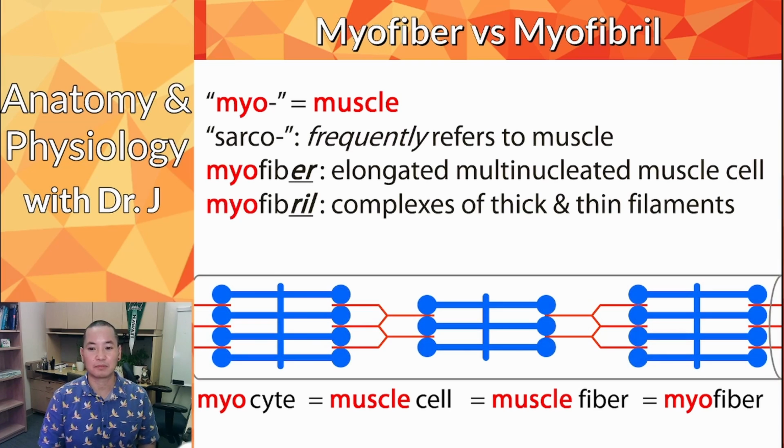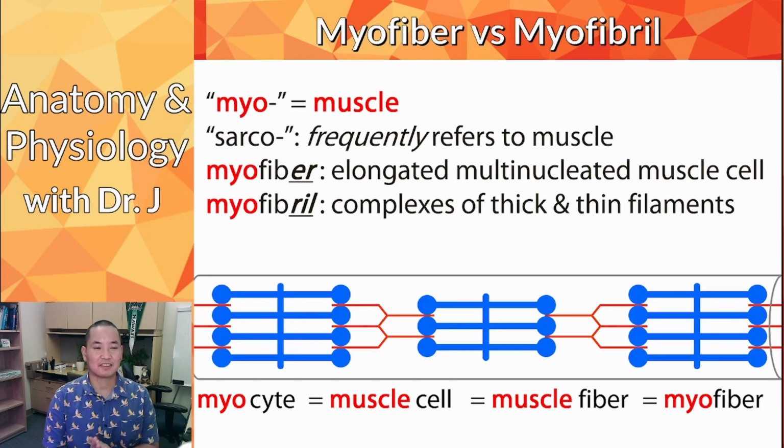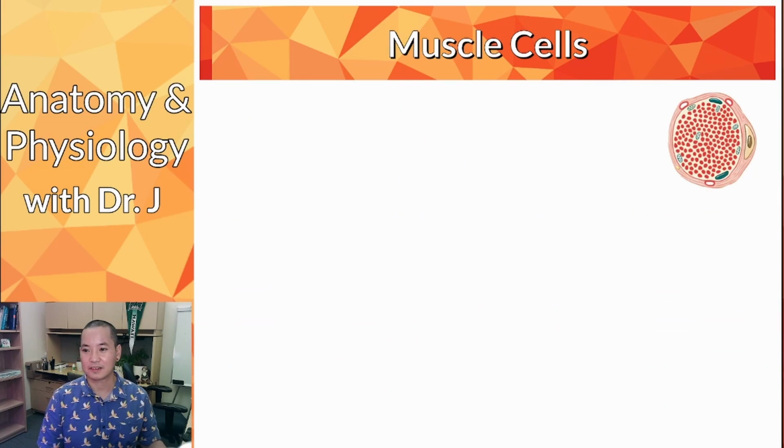Now, a myofibril doesn't refer to the entire cell. It refers to these structures of protein filaments we call thick and thin filaments. So myofibrils are proteins, myofibers are the entire muscle cell. It sounds similar, but watch out, they're not the same. Myofibrils are smaller than myofibers. So there are multiple myofibrils that can be inside one myofiber.